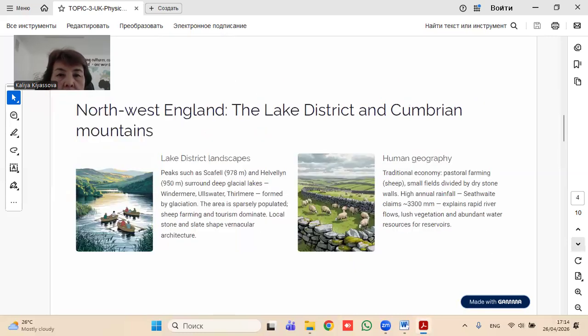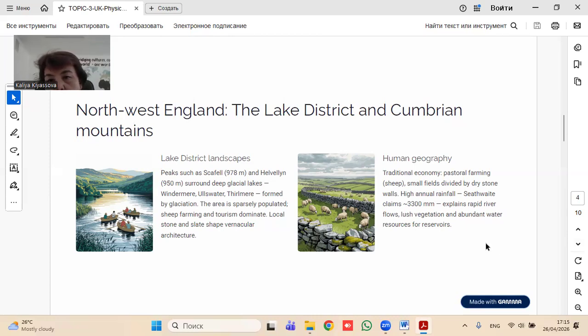Northwest England: the Lake District and the Cumbrian Mountains. Lake District landscapes: peaks such as Scafell and Helvellyn surround deep glacial lakes. Windermere, Ullswater, and Thirlmere were formed by glaciation. The area is sparsely populated. Sheep farming and tourism dominate. Local stone and slate shape the vernacular architecture.